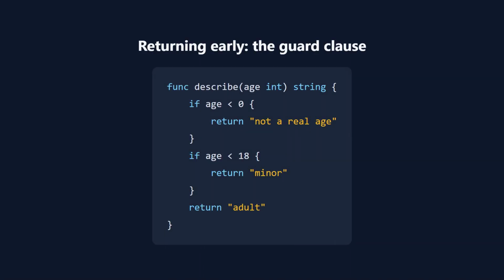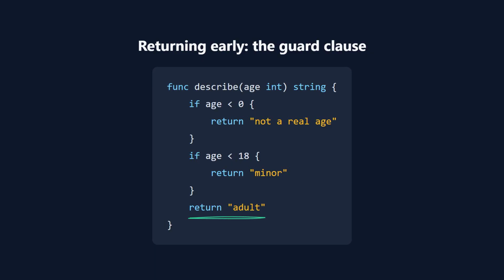Now a style point, but a really important one, because Go code leans on it heavily. The pattern is called a guard clause. Check the awkward case, return immediately, and get it out of the way. A negative age is not real, so we deal with that and leave. Under 18 is a minor, so we deal with that and leave. And the interesting case, the ordinary one, sits at the bottom, unindented, with nothing wrapped around it.